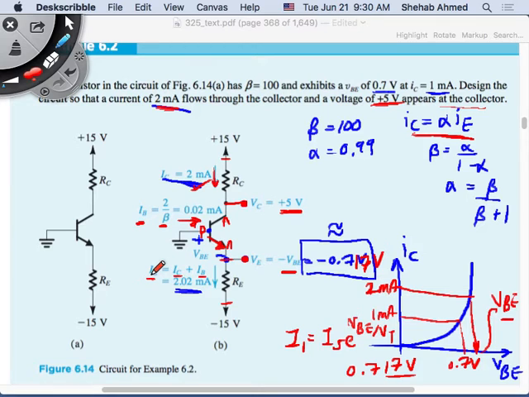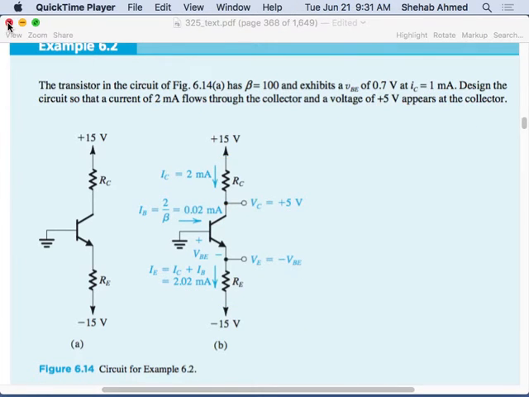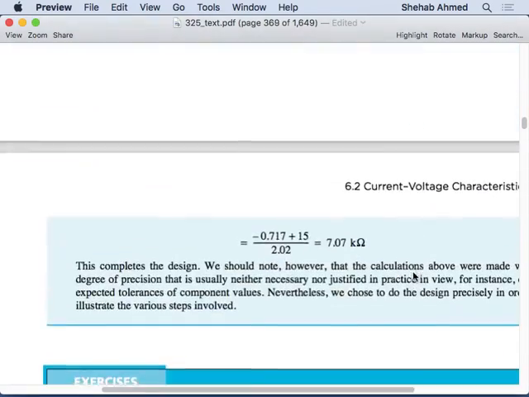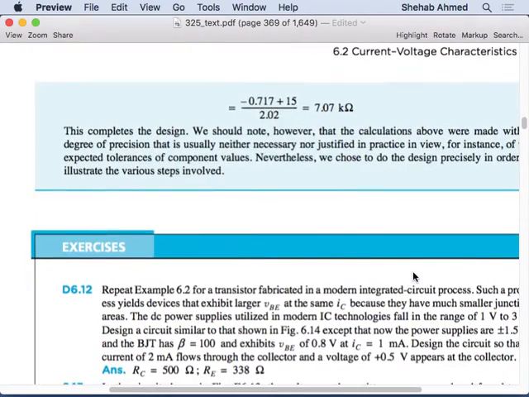Any questions on this example? Okay, so they go through it.